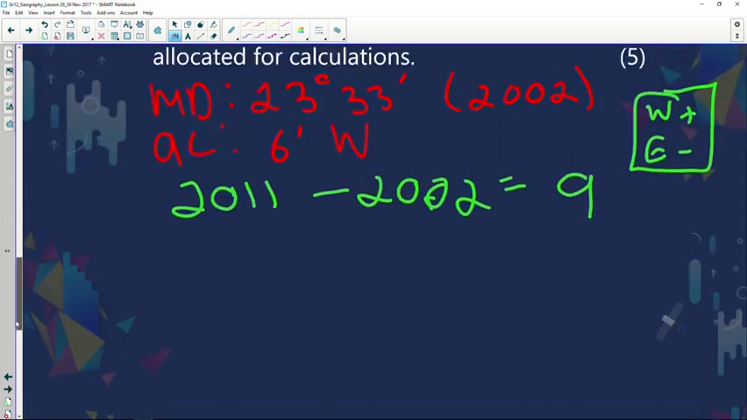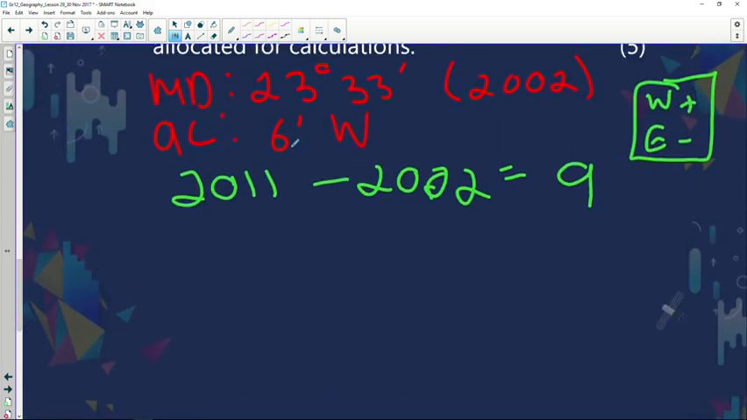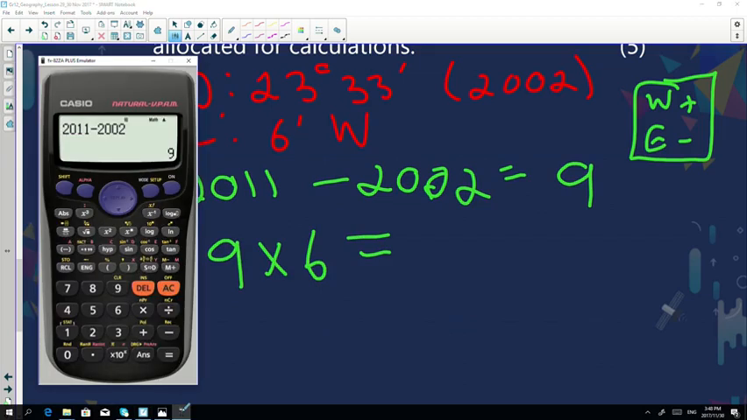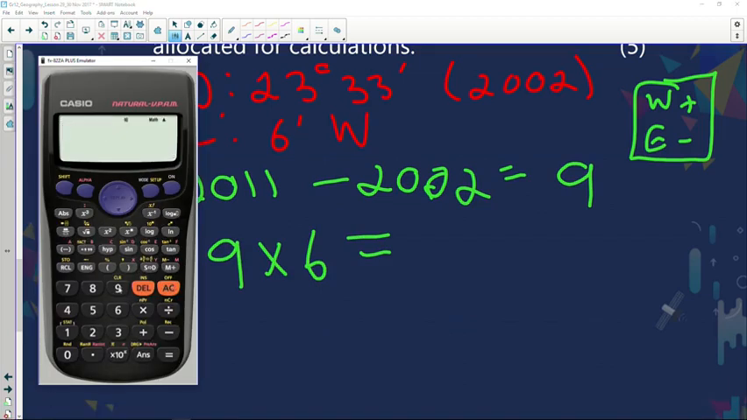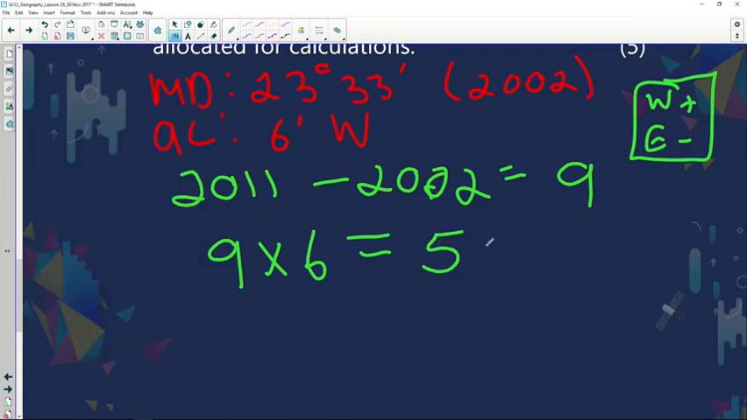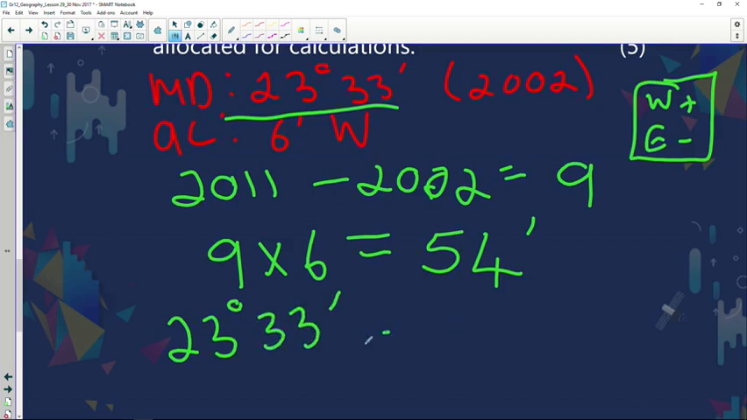Because the annual change is 6 minutes west, and the map was drawn up in 2002, up to 2011, 9 years have passed. So you say 9 times 6, and that equals 54. Let's just make 100% certain. 9 times 6 equals 54. So that's 54 minutes. Now, because we're moving west, what do we need to do? We take the 23 degrees 33 minutes, plus we add 54 minutes.